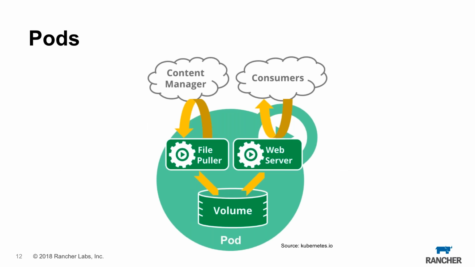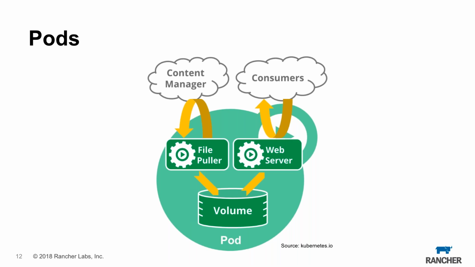So here's a sample pod with 2 containers, and this gives a good example of how each container might do a different thing. So you've got a file puller that pulls content in from a CMS, saves it to a volume, and then the web server that's in that container makes that content available to consumers. It's a pretty basic circular system. This is a great example of a multi-container pod.